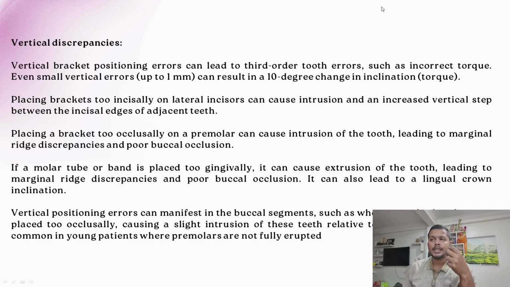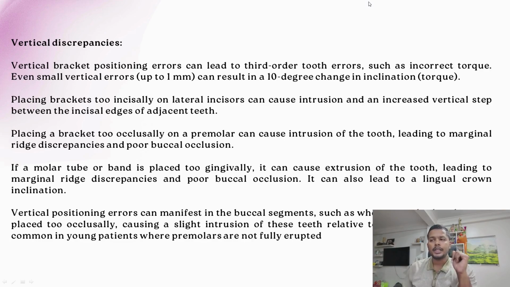Placing brackets too incisally on the lateral incisor can cause intrusion, leading to an increased vertical step between the incisor edge and the adjacent teeth. Placing the bracket too occlusally on the premolar can cause intrusion of the teeth, leading to marginal ridge discrepancy and poor buccal occlusion with the lower premolars. If a molar tube or band is placed too gingivally, it can cause extrusion of the tooth, leading to a marginal ridge discrepancy and poor buccal occlusion. It can also lead to a lingual crown inclination.